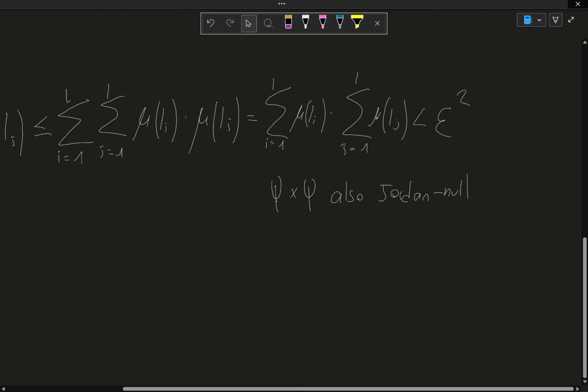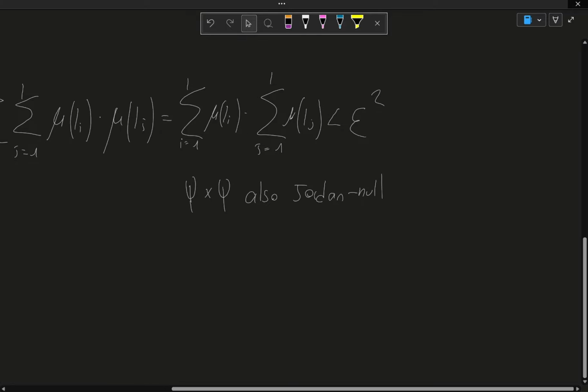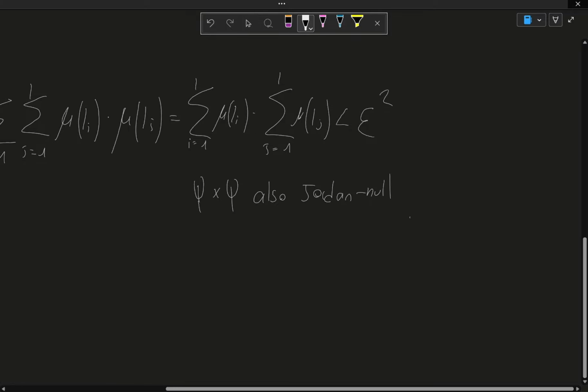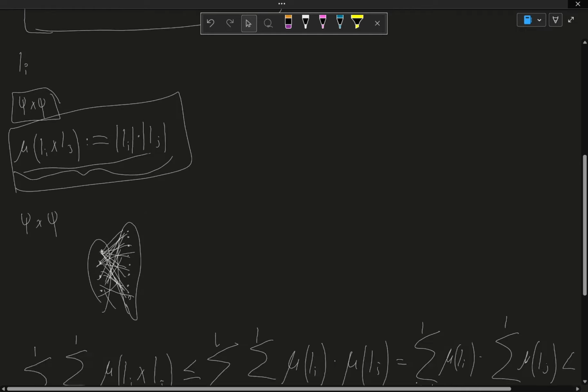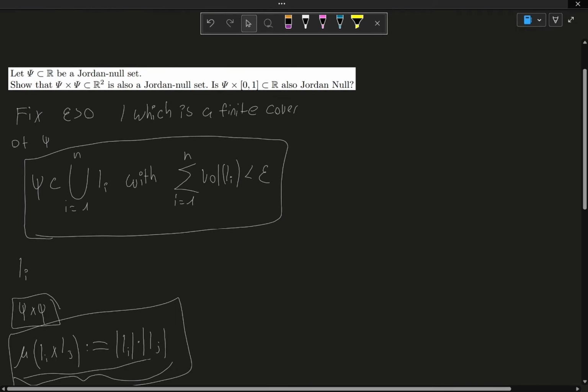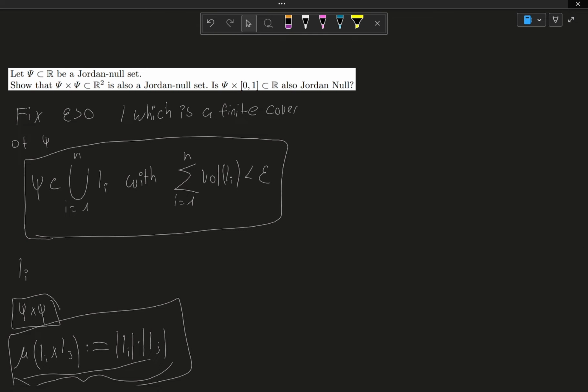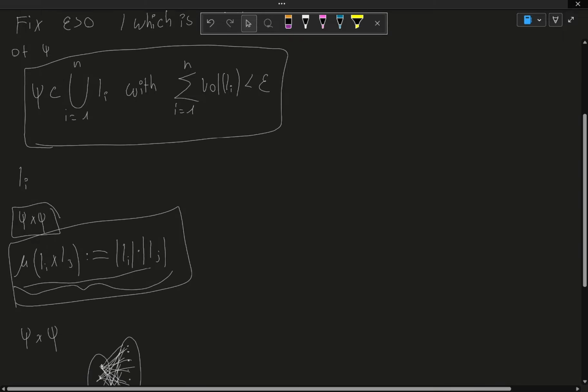But last but not least, the most important stuff, the rewarding stuff when doing math, is you just do the little box or the QED or whatever you want. I prefer the box. So we have now proven that when we have psi subset of R, a Jordan null set, that psi times psi subset of R squared is also Jordan null. But for now, we have the other example.